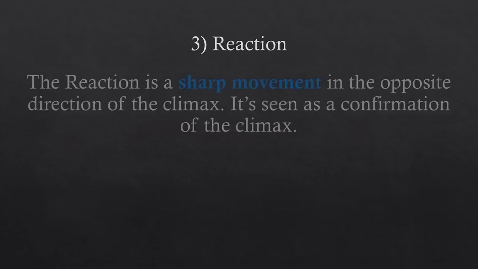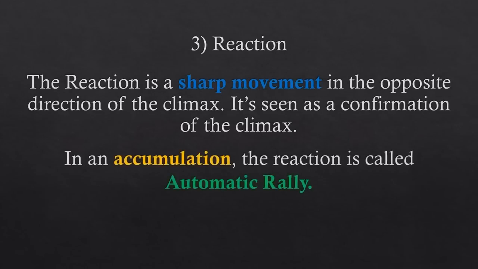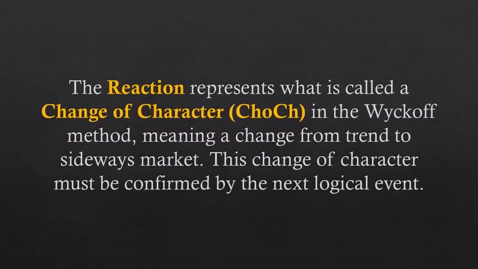A climax is not confirmed until the third event, which is called reaction, which is characterized by a sharp movement in the opposite direction of the climax. In the case of an accumulation structure, the reaction is called automatic rally, and in distribution structures, the reaction is called automatic reaction. This is a critical event because it not only confirms the climax, but it also represents what is called a change of character in the Wyckoff terminology. In other words, the reaction signals the end of the current trend and the beginning of the sideways movement.